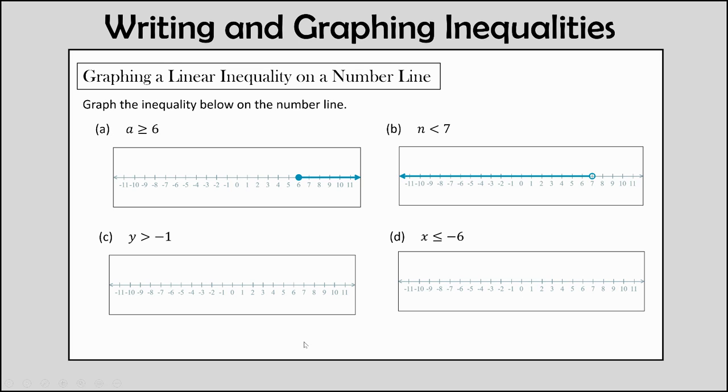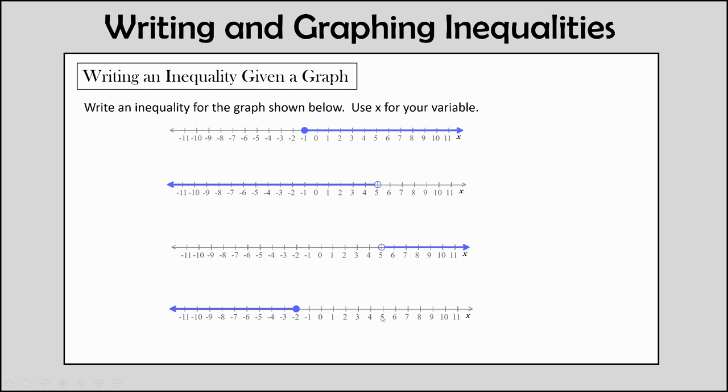Okay, this next one, y is greater than negative 1. So greater than, again, is an open circle. So we're going to put an open circle on negative 1, and numbers greater than negative 1 are ones to the right. And then the last one here, x is less than or equal to negative 6. Okay, so less than or equal to means closed circle, and then numbers less than negative 6 are the ones to the left. Right? As you go to the left, you get smaller on the number line. As you go to the right, you get bigger. So numbers less than negative 6 are to the left. Okay. So open circle, closed circle.